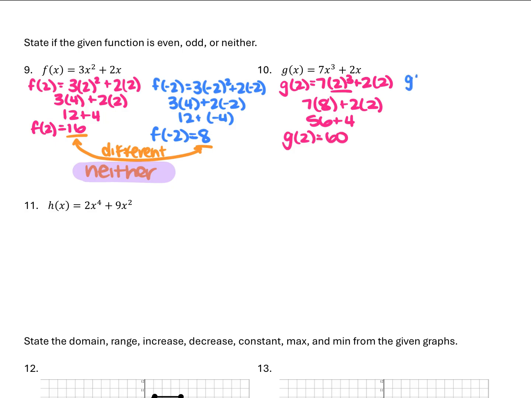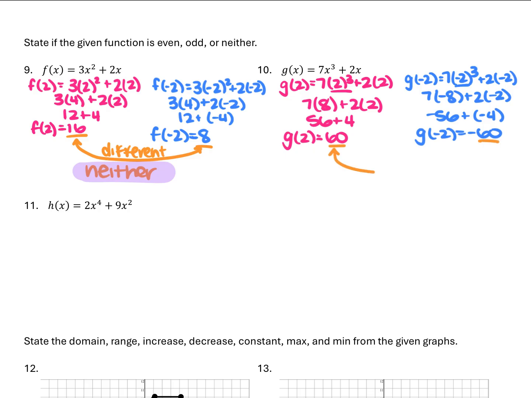You're now going to find g of negative 2. So that's going to be 7 times negative 2 cubed plus 2 times negative 2. This will give you 7 times negative 8 plus 2 times negative 2. You'll do the 7 times negative 8, which is negative 56, and the 2 times negative 2 is negative 4. So this gives you g of negative 2 equaling negative 60. You see that the 60 and the negative 60 that you get when you find g of 2 and g of negative 2 are opposites, so that means that this function is odd.